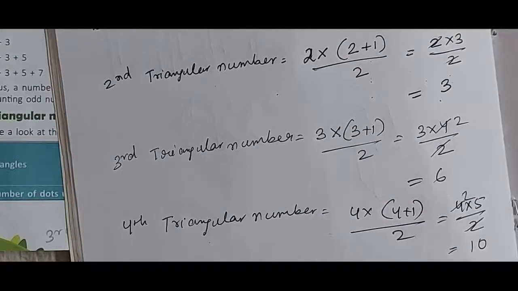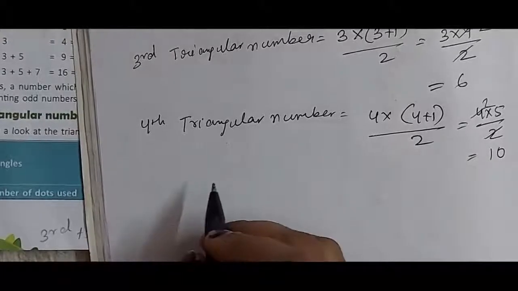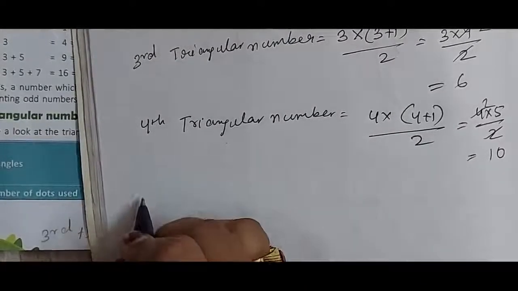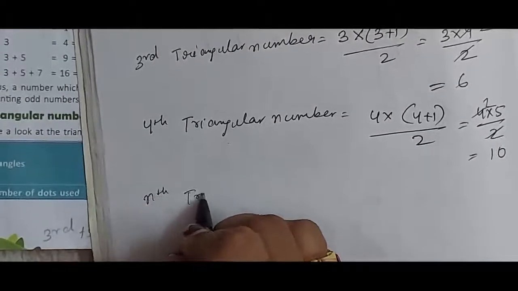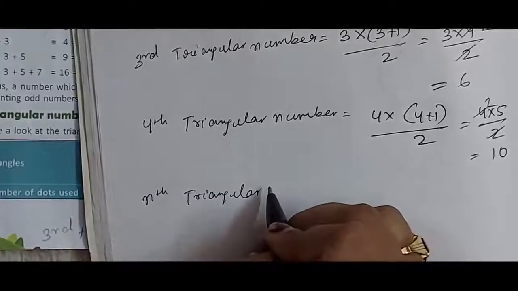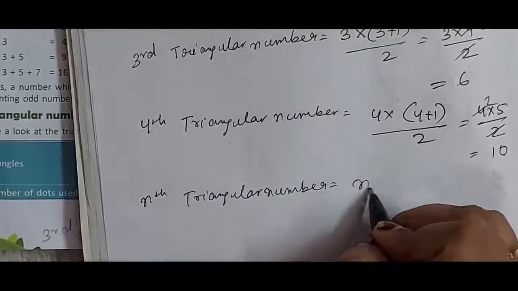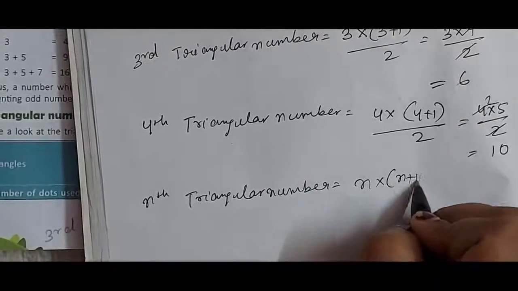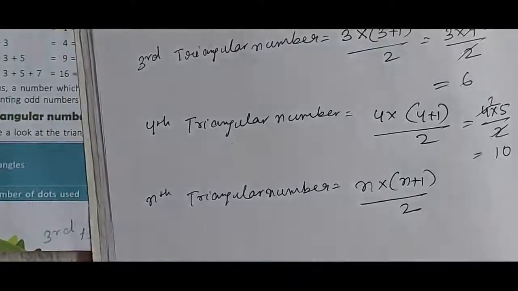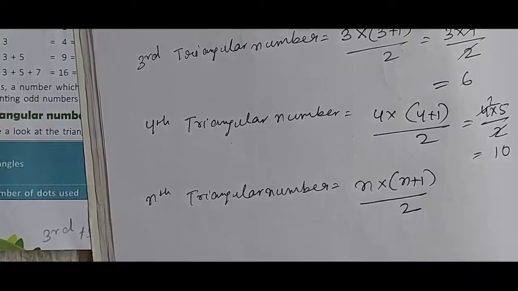So in this way, if we follow this technique, if you have to take out the nth triangular number, how will we find it? We will write here: nth triangular number is equal to n into n plus 1 by 2. So using this formula, you can take out whichever triangular number you want. Okay.